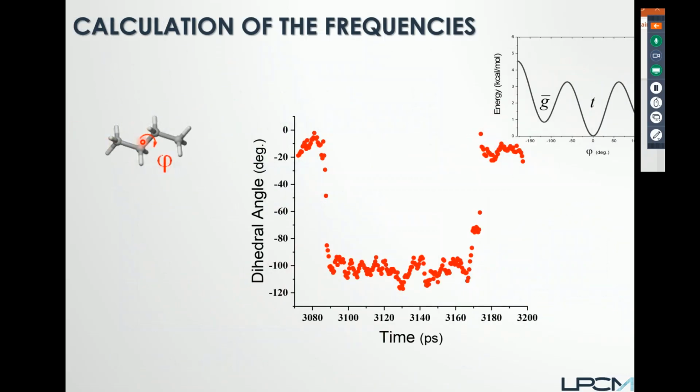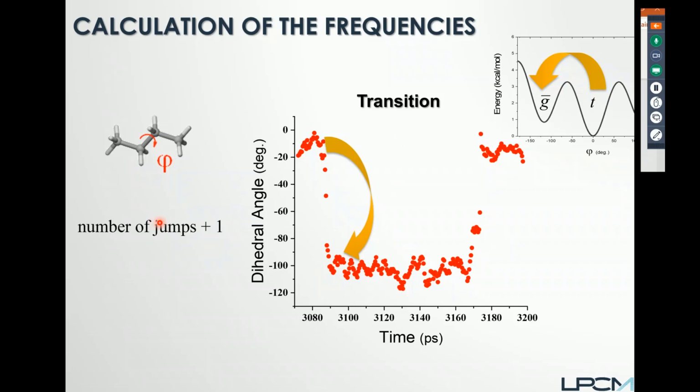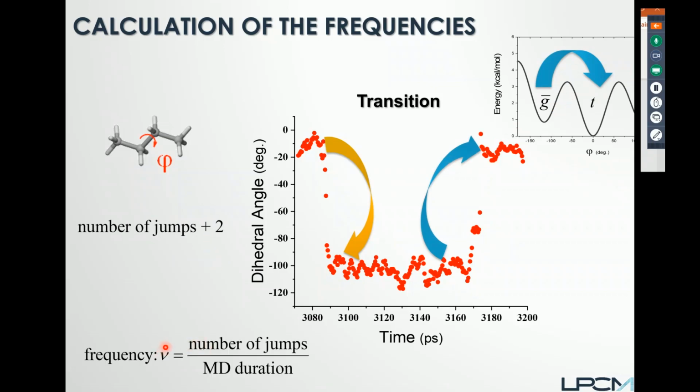So this is the dihedral angle, okay, in a simple polyethylene chain. This is the potential energy with respect to the dihedral angle. We look at the dihedral angle phi with respect to time. Okay, so we observe here a jump, going from trans to minus gauche. So we can say the number of jumps is +1. After some time, it goes back to trans, number of jumps +2. So the frequency corresponds to the number of jumps divided by the duration of the molecular dynamics.